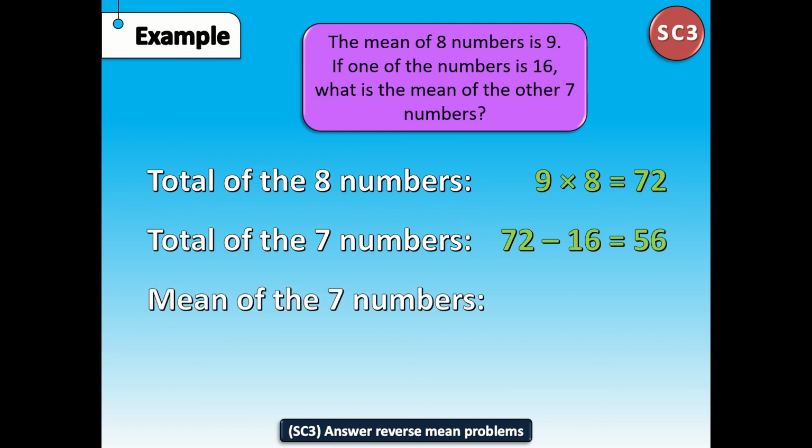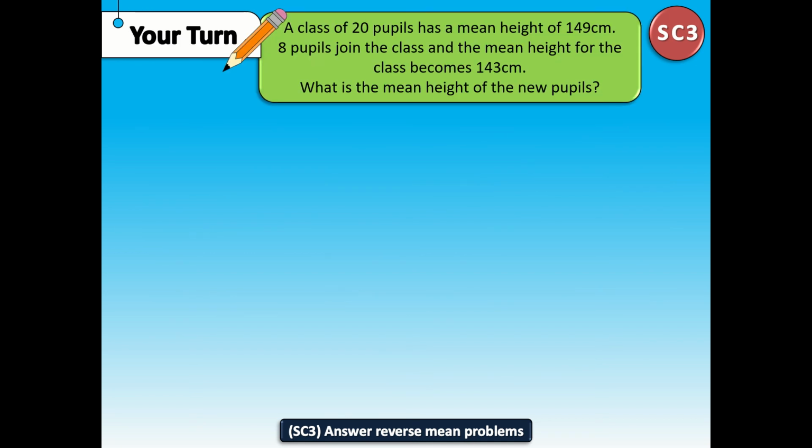That means the total of the 7 numbers is 56. So to find the mean of those 7 numbers, we simply divide the total, 56, by how many numbers there are, 7. So 56 divided by 7 is 8. So the mean of the other 7 numbers is 8. Here's a question for you to have a go at. Pause the video, and when you're ready to see what you should have done, press play.